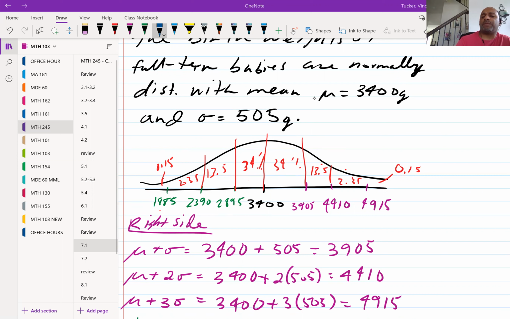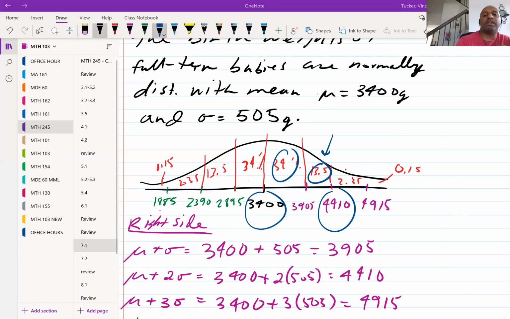Well, you have to be more specific when you say how does it work. So you break up the percentages. If you want to know what percentage of babies will be born in between these two values, it's 34%. Is that what you're saying? Or 13.5% would be between these two values. Or if you want to know between 3,400 and 4,410, you would add these two percentages together.